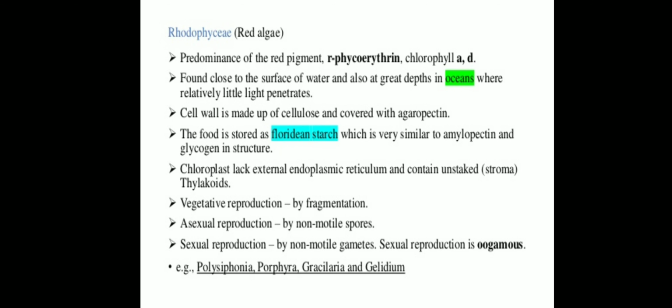Reproduction may be by vegetative reproduction, asexual or sexual. Asexual reproduction is by non-motile spores and sexual reproduction by non-motile gametes. Sexual reproduction is oogamous. If you remember oogamous, the sizes of the gametes are dissimilar. The female egg is large and the male gamete is smaller in size. Examples of red algae are Polysiphonia, Porphyra, Gracilaria and Gelidium, that is PP, GG. You can remember the examples in this manner.